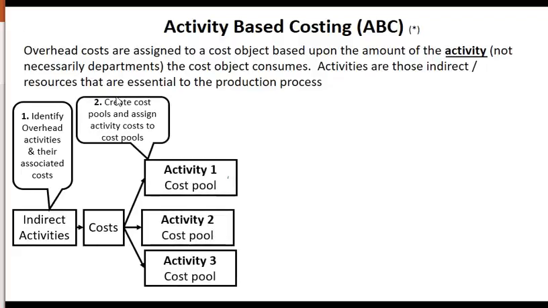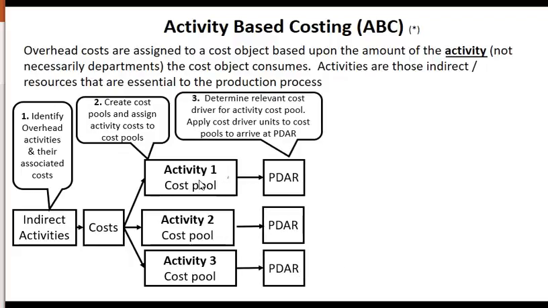Number two then is we create cost pools and assign the activity costs to the individual cost pools. So again, the cost pool could be a welding cost pool instead of the finishing department. And it could be individual cost pools within that different department based upon the activities, or the activities may go across a number of departments, but they're still going to be pooled in that activity cost pool. So here you see where we're creating three activities: activity 1 cost pool, 2, and 3.